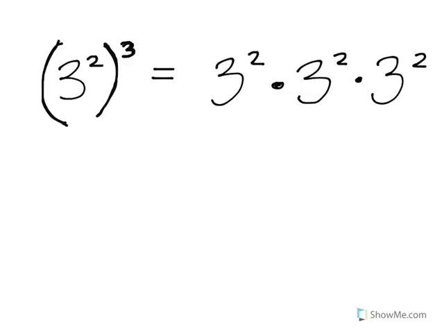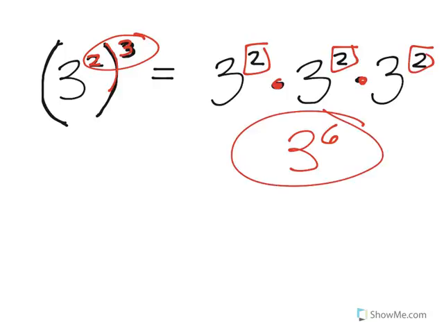So, how does this all work out, basically? We've got 3 squared being multiplied 3 times over. You can go ahead and add 2 and 2 and 2, and that gets you 3 to the 6th. So you're kind of using the laws of exponents rules with the product, the product rule we learned about earlier. We'll realize that a power raised to a power is multiplying 2 times 3, which is 6.